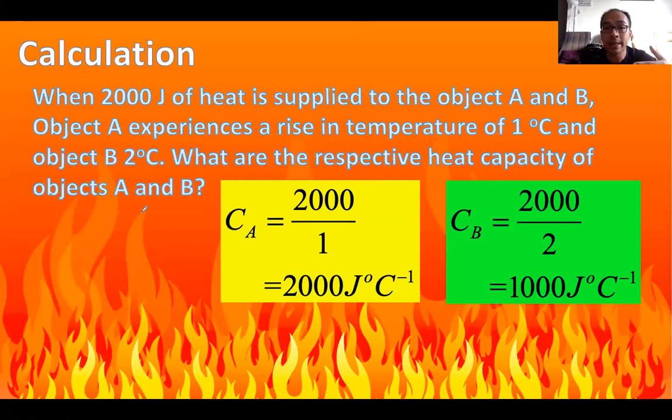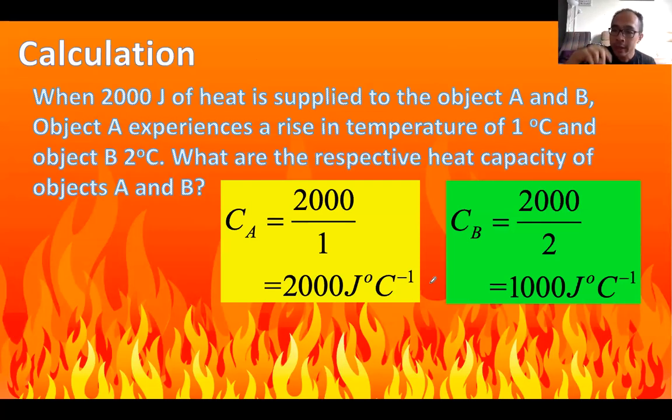Okay, because in the same amount of time, A rises in temperature 1 degree Celsius saja. So the increase in temperature is smaller. Okay, so obviously the heat capacity is much bigger. Just remember, if the increase in temperature is small, sikit saja dia punya suhu naikkan, means the heat capacity is bigger. Okay, for example, wood.